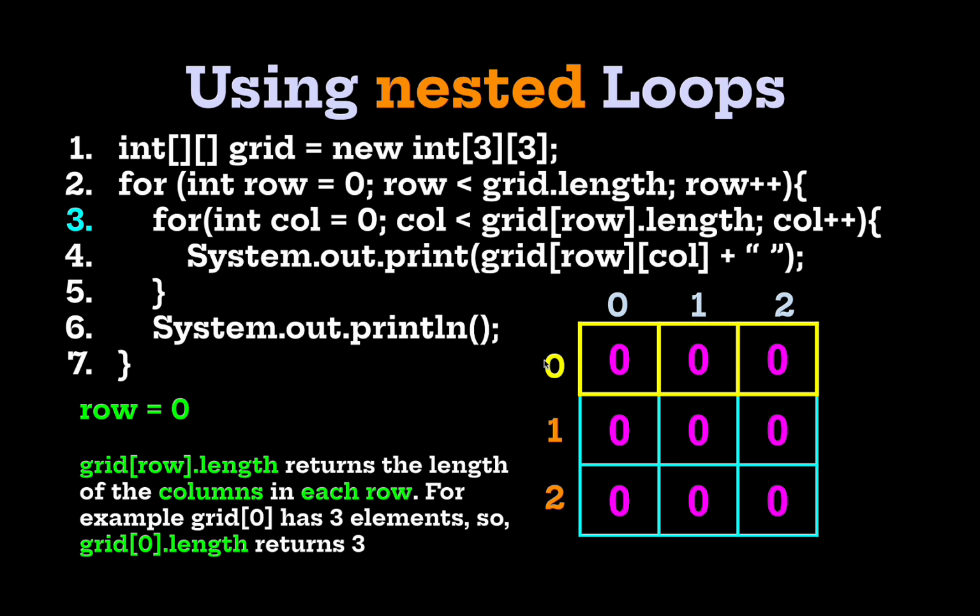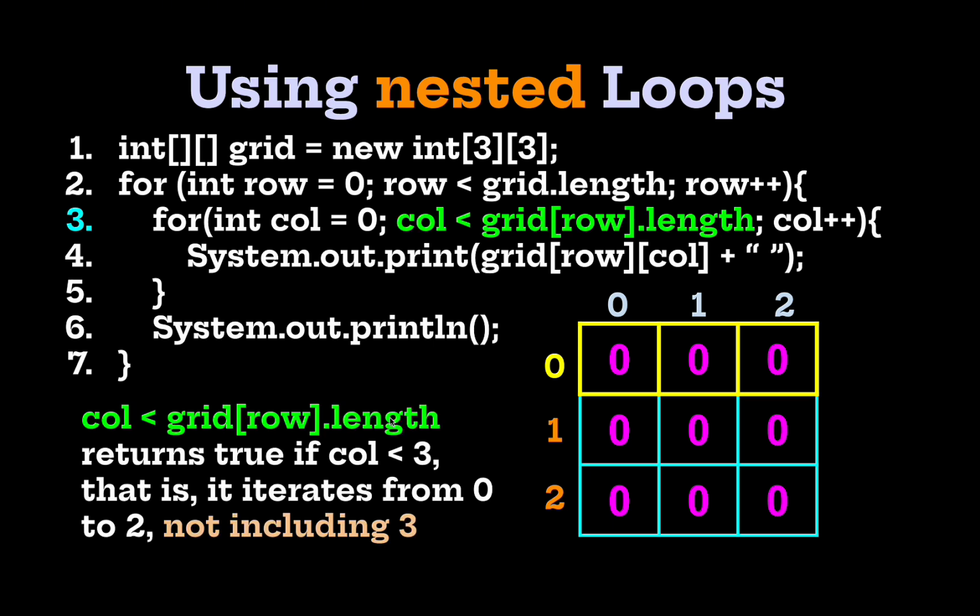It looks at this place, and it's like saying how many elements do we have in the first row, and that gives us 3, right? Because grid 0 has 3 elements. So grid 0 dot length returns 3. All right, I hope that is clear.